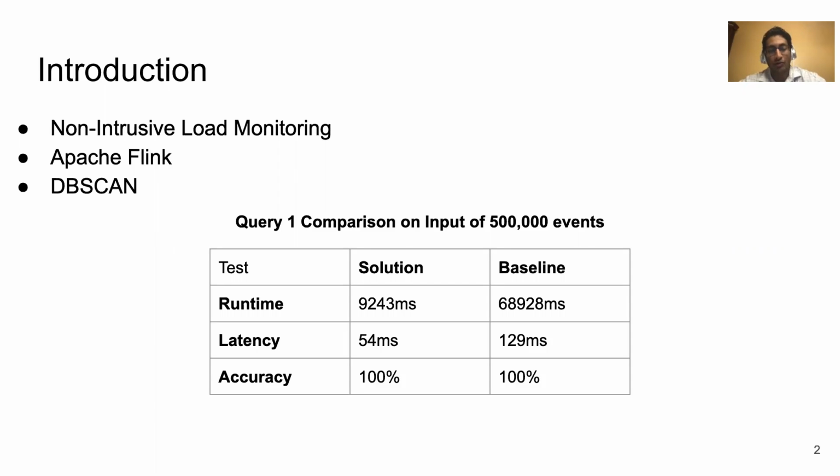Our final solution, when testing on a dataset of 500,000 events, was able to achieve a vast reduction in latency and also reduce the total runtime by 86% while maintaining 100% accuracy. The second part of the solution, which entailed working with out-of-order events, also achieved better runtimes and lower latencies, although with a sacrifice to accuracy, more of which will be discussed later.